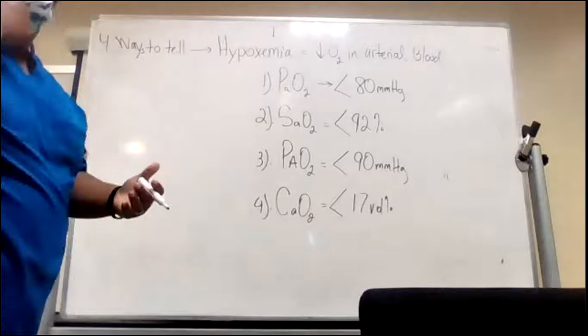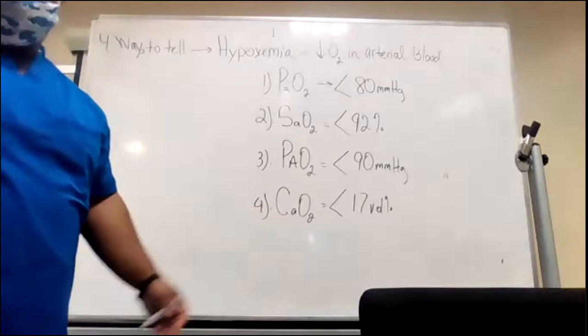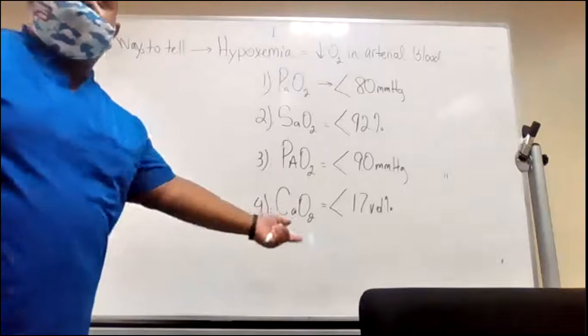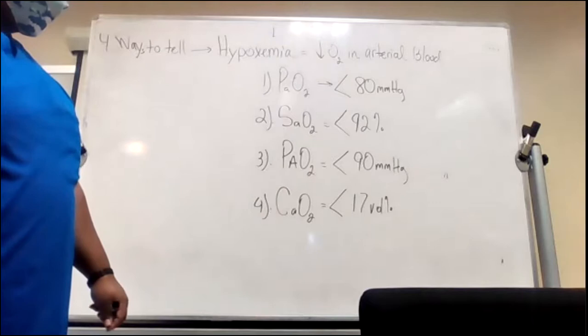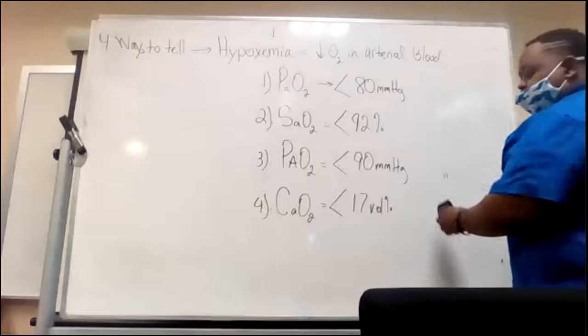Okay, so that means you need to know the normals for all these values, right? Because I might give you the total O2 content and ask you, are they hypoxemic? You've got to be able to tell me yes or no. I may give you the P big A O2 and ask you, are they hypoxemic? You have to be able to tell me yes or no. The sat, are they hypoxemic? Yes or no, right? So you're going to have to know these. It's not just one way to tell if they're hypoxemic. Okay? But the first one we're going to deal with is the P big A O2. Okay? The P big A O2.